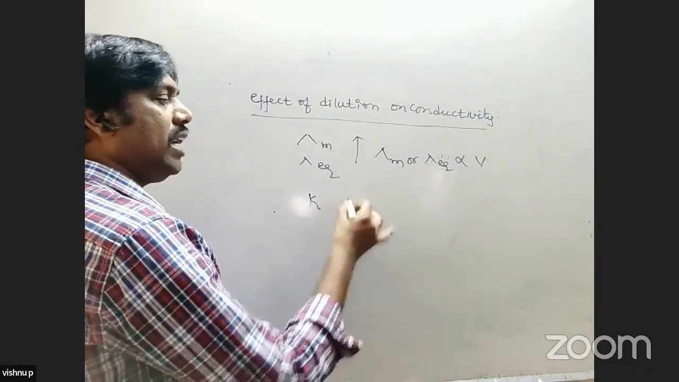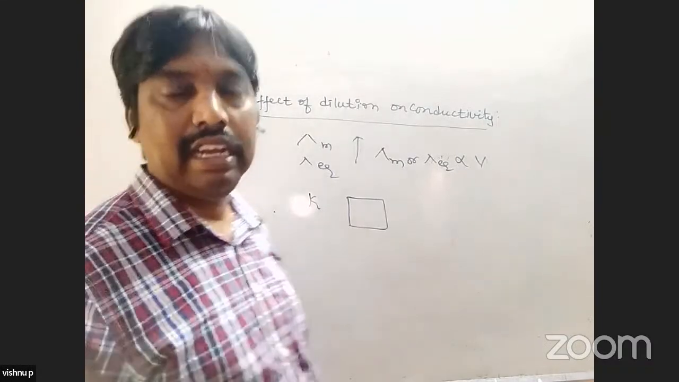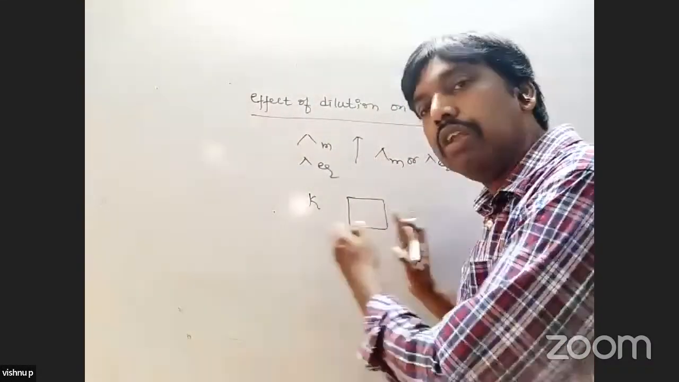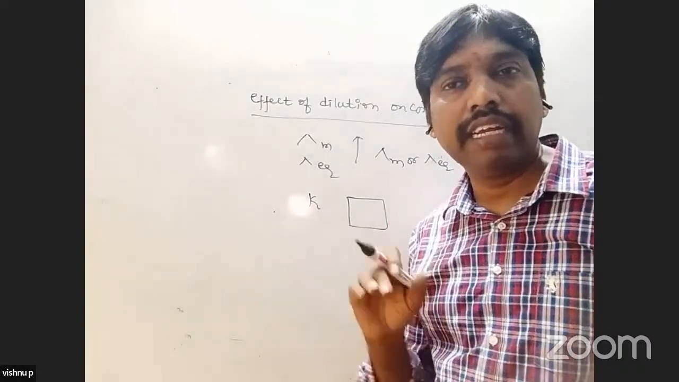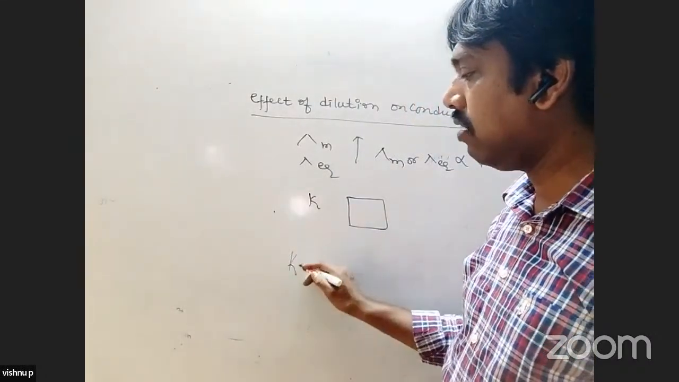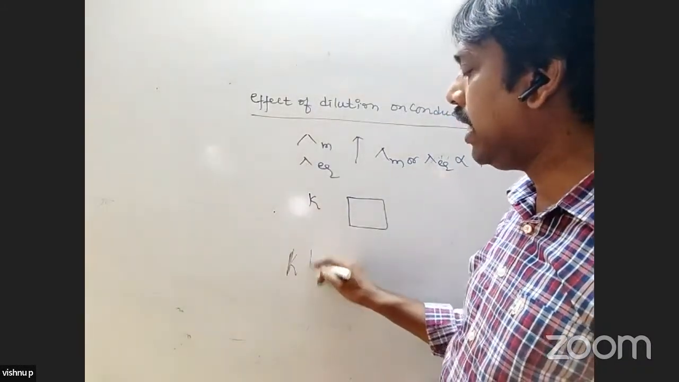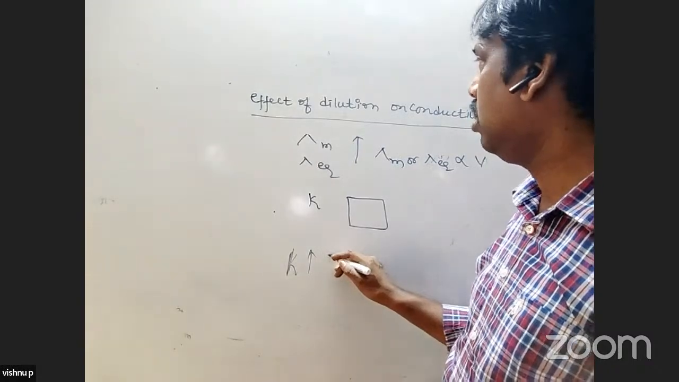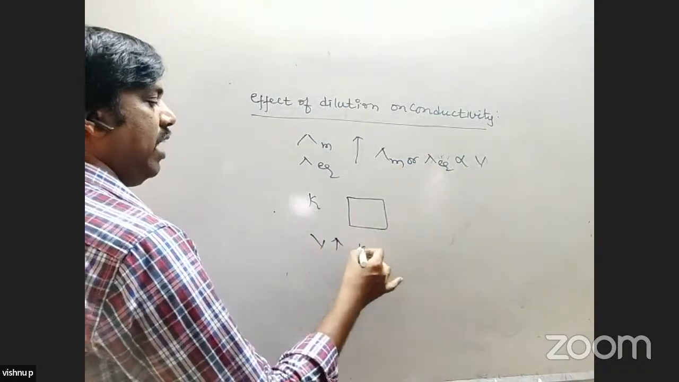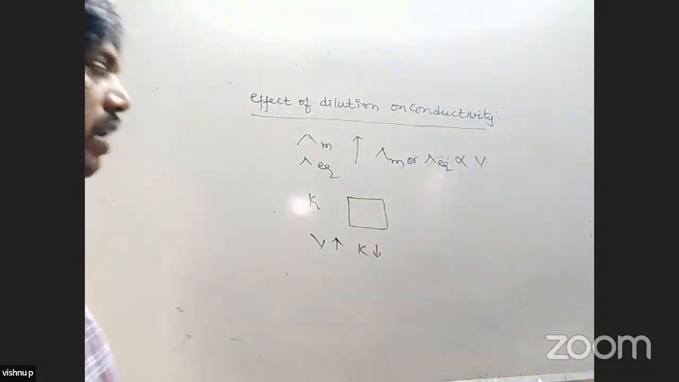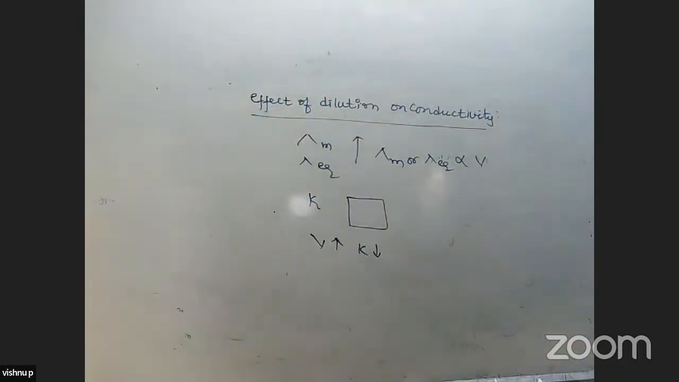And for specific conductivity, the volume is fixed. With increase in dilution, the number of ions in that volume decreases. So when the volume increases, the K value always decreases, because in that particular area the number of ions decreases because of dilution.